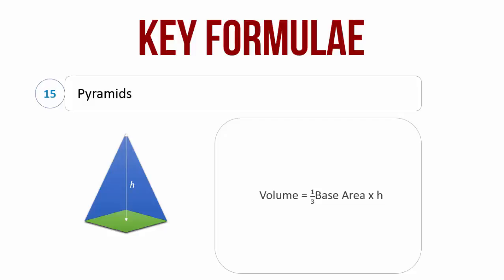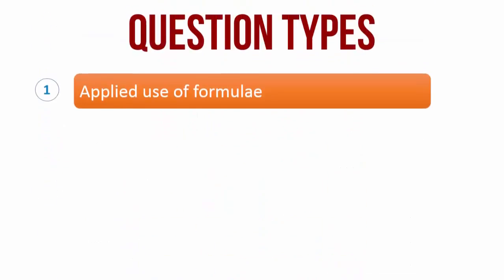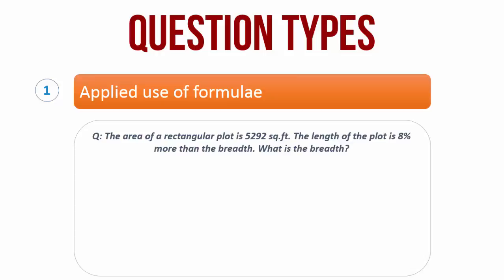Let us now look at some of the different types of questions that can be asked with regards to measurements and mensuration. The first kind of question will deal with the applied use of formulae. For example, you have a question that says the area of a rectangular plot is 5292 square feet. The length of the plot is 8% more than the breadth. What is the breadth? So we know that the area of a rectangle is length times breadth.